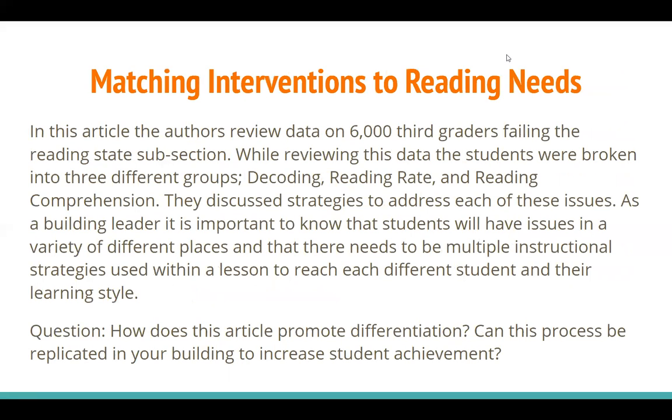The next article that we looked at was Matching Interventions to Reading Needs. In this article, the author reviews data on 6,000 third graders failing in the reading subsection for their state. While reviewing the data, the students were broken into 3 different groups: decoding, reading rate, and reading comprehension. They each discussed strategies for reaching each of these different issues. As a building leader, it's important to understand that not all students are going to have the same issues and may need different instructional strategies to reach the needs of that student. Doing this will also take into consideration the different learning styles each student might have. The question to look at in regards to this article is, how does this article promote differentiation, and can this process be replicated in your building to increase student achievement?